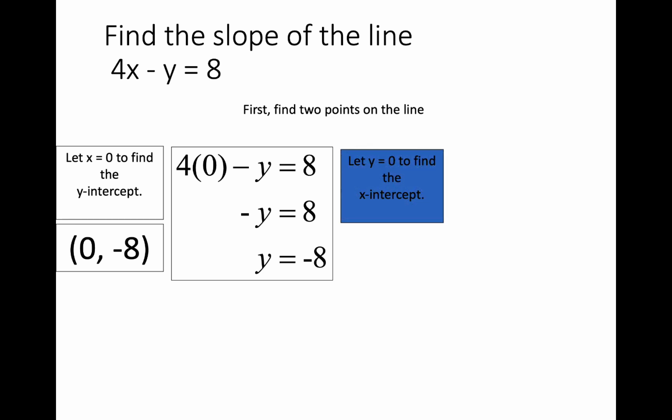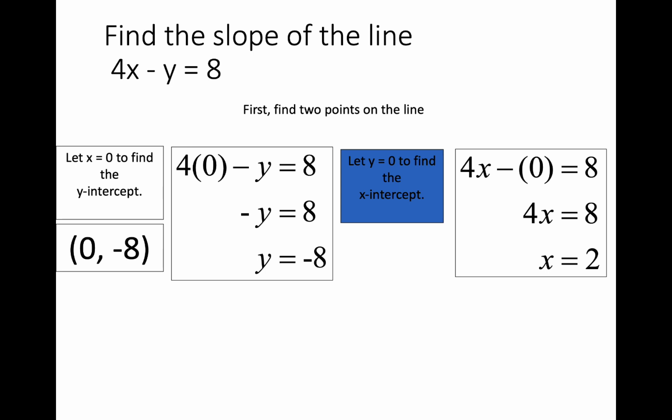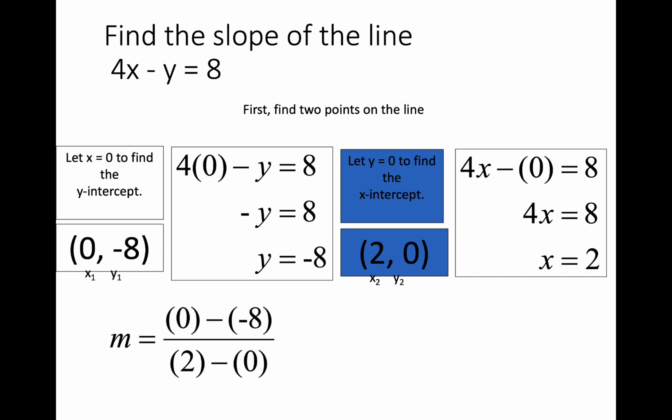So, let y is equal to 0 to find the x-intercept. Ganun din, binaligtad lang natin, di ba? So, 4x minus 0 is equal to 8. So, 4x is equal to 8. Divide both sides by 4. So, x is equal to 2. So, (2, 0). That will be our x1, y1, and then x2 and y2. To get the slope, try natin computin. So, magiging slope natin dito is 4. Okay.